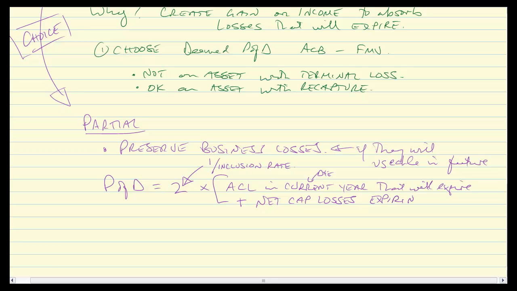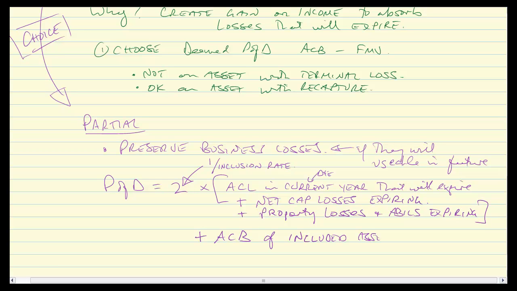So if you had them carried forward and they are going to go away, this is, and again, what we're coming up with here is the proceeds, which is a bit confusing, but we'll show you why it should work, and the property losses and ABILs that are expiring. I'll just scroll back up, and we want to add one more piece. So it's 2 times all of that plus the adjusted cost base of the included assets, meaning whatever assets you are intending to make this election on. The adjusted cost base of those gets added. So we're coming up with the maximum proceeds of disposition for the entire pool of assets.